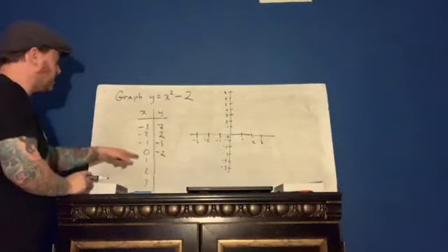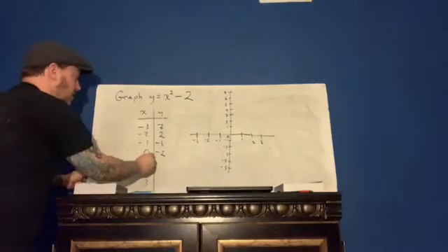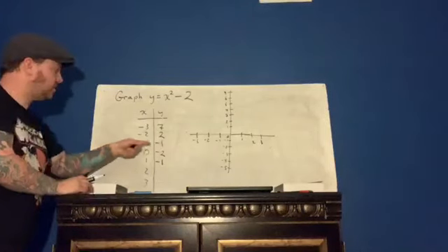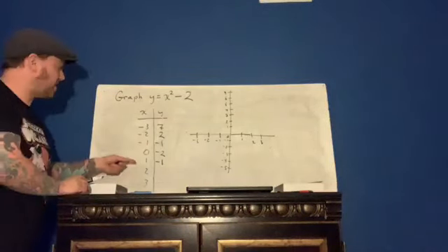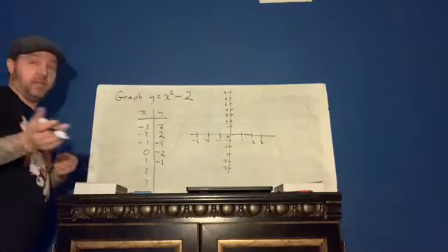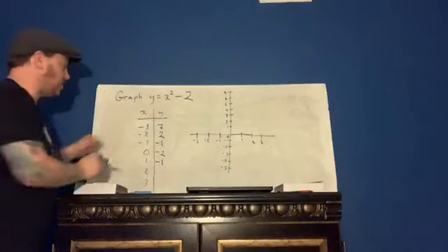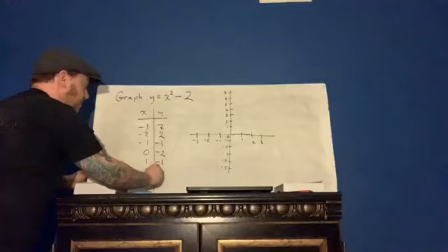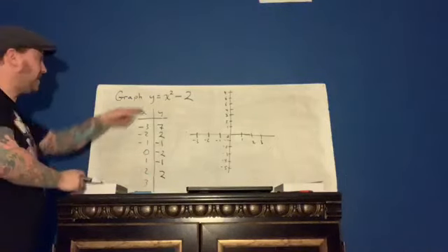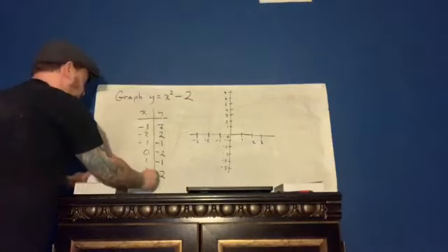Now let's see what happens. If x is 1, 1 squared is 1, minus 2 is negative 1. Well, that's interesting. What do you think is going to happen here? Maybe. Let's find out. 2 squared is 4, minus 2 is 2. Can we guess what this is going to be? I think it will be. Let's find out. 3 squared is 9, minus 2 is 7. Well done.